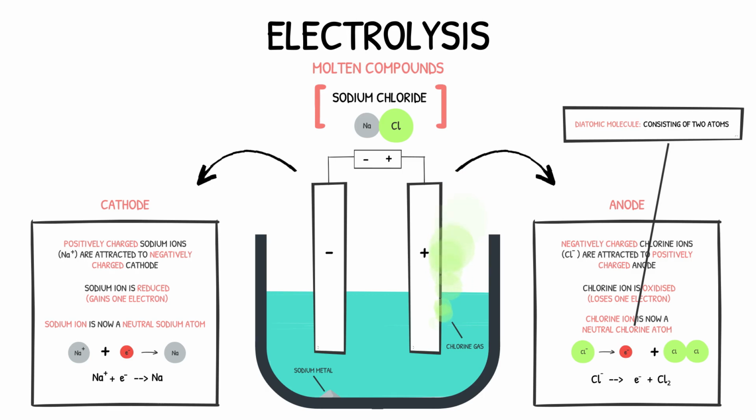Now our half equation is almost complete, but we must now balance it so that there are an equal number of particles on either side of the equation. So, as we have 2 chlorine atoms at the end of the reaction, we must have had 2 chlorine ions to begin with. And if we have 2 chlorine ions to begin with, then we would have lost 2 electrons in total, 1 from each chlorine ion. And voila! Here is our balanced half equation for the oxidation of chlorine at the anode.